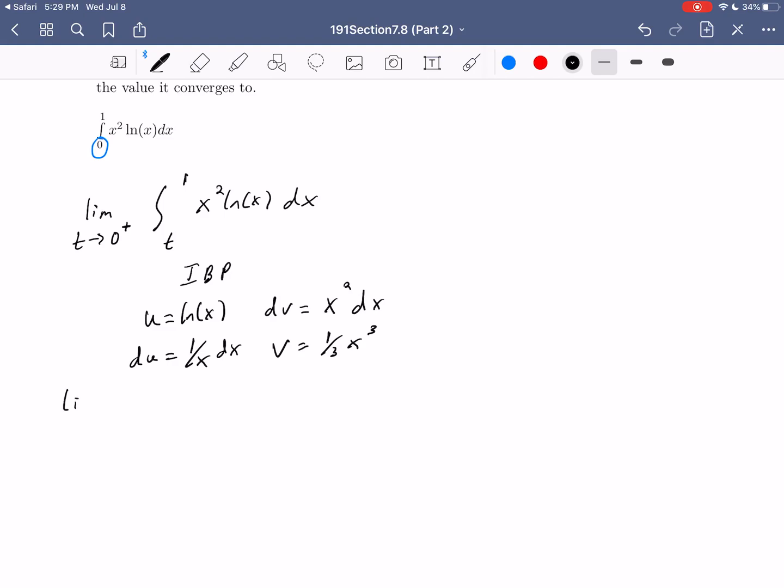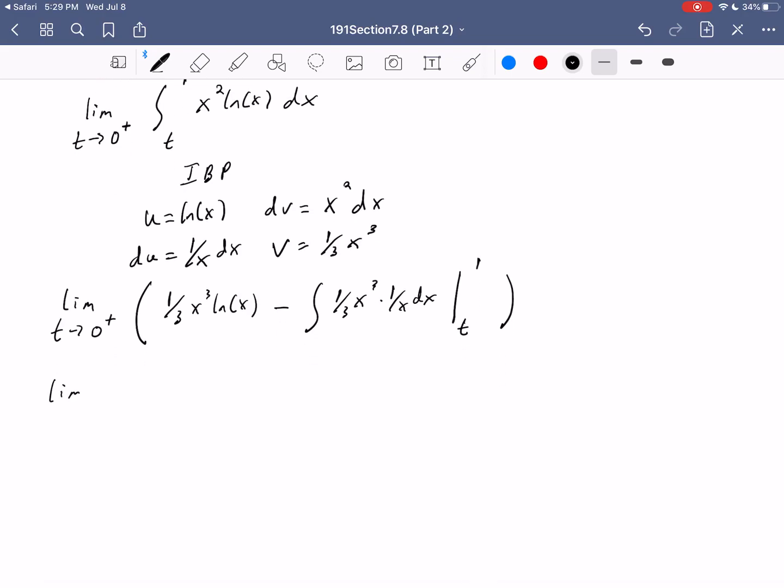So we're going to get a limit as t approaches 0 from the right. Big set of parentheses, we have our u and our v. So we get 1/3 x cubed ln x minus the integral of this v du. So that's 1/3 x cubed times 1 over x dx. And then all of this is being evaluated from t to 1. Okay, let's go ahead and finish up that integral then.